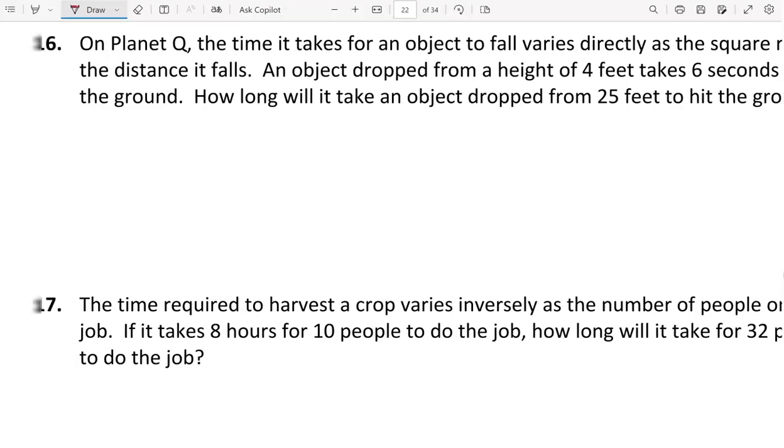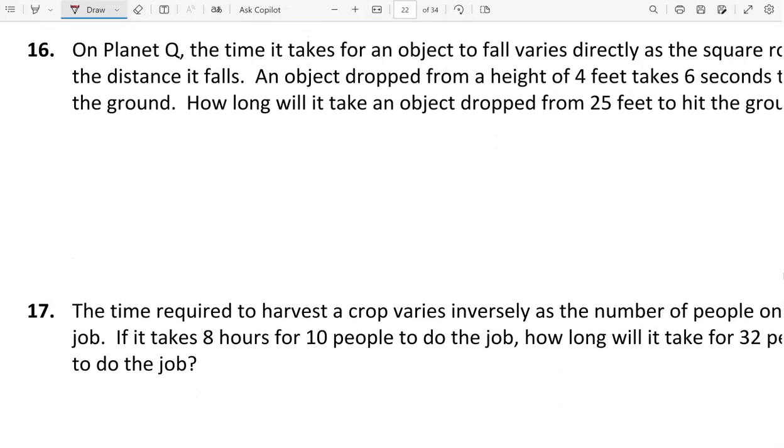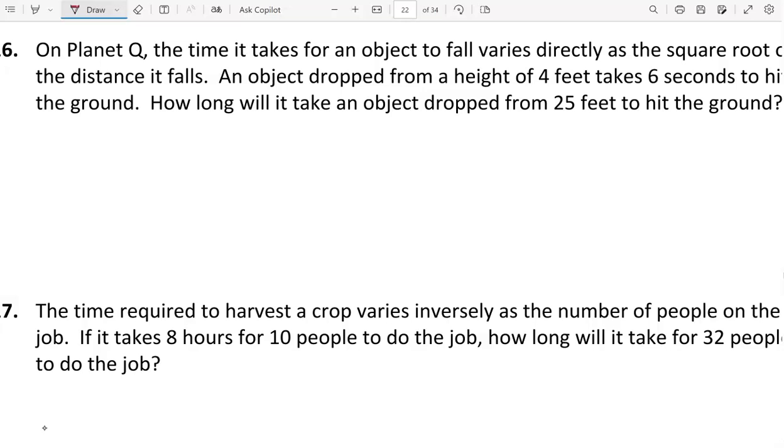the distance it falls. So, if I let t equal time, then time t varies directly, that equals k times the square root of the distance that it falls, so I'll call that letter D. An object that is dropped from a height of 4 feet, that would be the distance that it falls, so I'll replace d with 4. Takes 6 seconds, that would be the time, so I'll replace t with 6 to hit the ground.